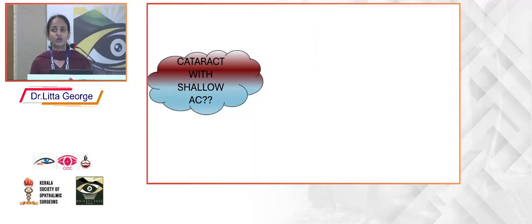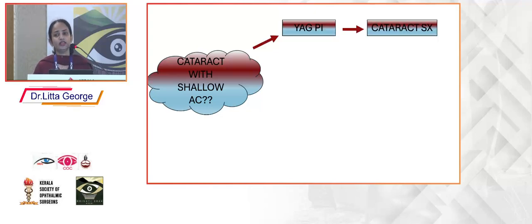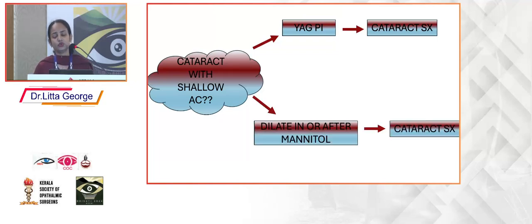Now, another scenario is when the patient comes with a cataract and a shallow AC, what has to be done? You have two options. One is do a YAG PI, do a dilated fundus examination, and then proceed with cataract surgery. Or straight away, you can go in for cataract surgery, but dilate the patient only in the operating room after giving IV mannitol. I prefer to go the first route because technically a YAG PI makes the surgery easier, and also a dilated fundus examination helps you to rule out any coexisting fundus pathology, especially if the patient is going in for any premium IOLs.